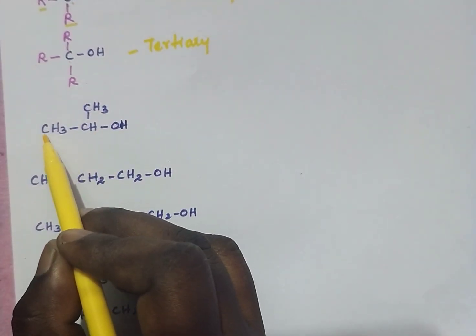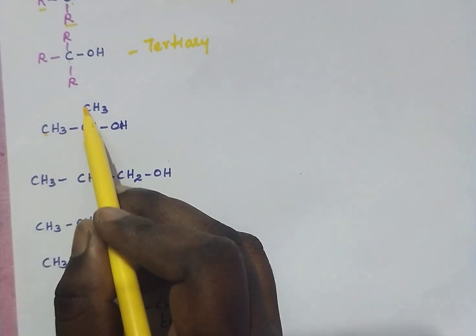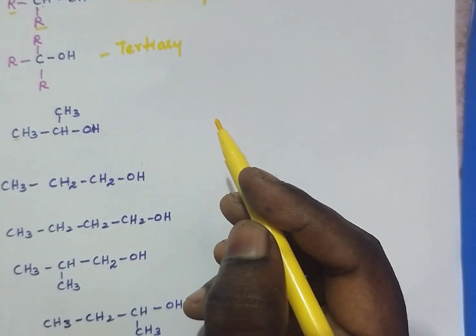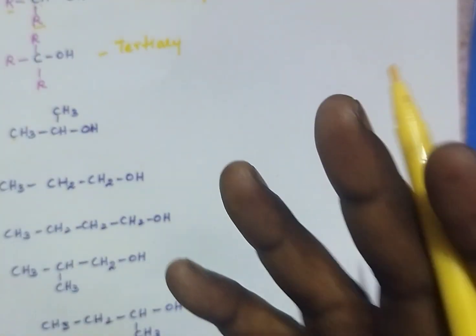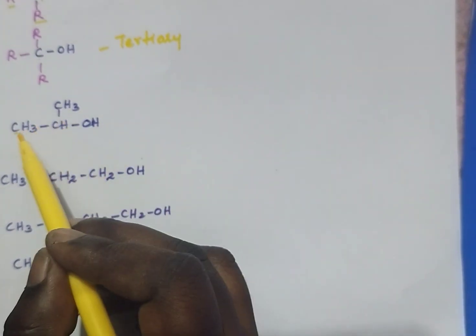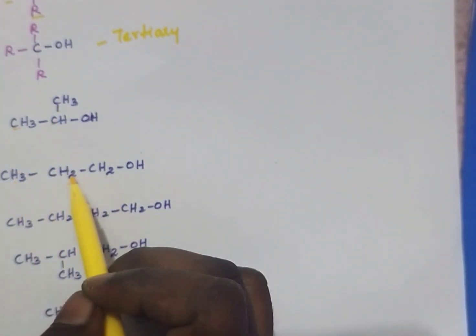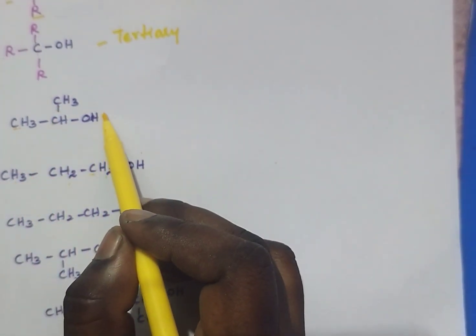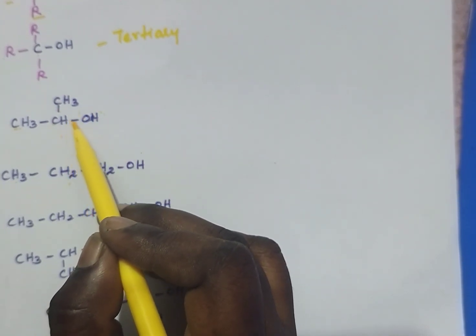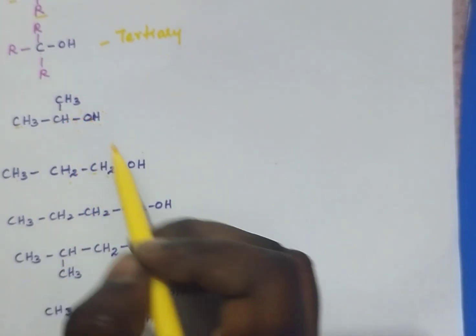Then another type of grouping is by the number of carbons. For a compound with number of carbon 3, 1 2 3: we know that one carbon is the methyl group, two is ethyl, and then three is the propyl group. In this compound the number of carbons is 3, and in this compound also the number of carbons is 3. These two compounds containing 3 carbons are the propyl alcohol.